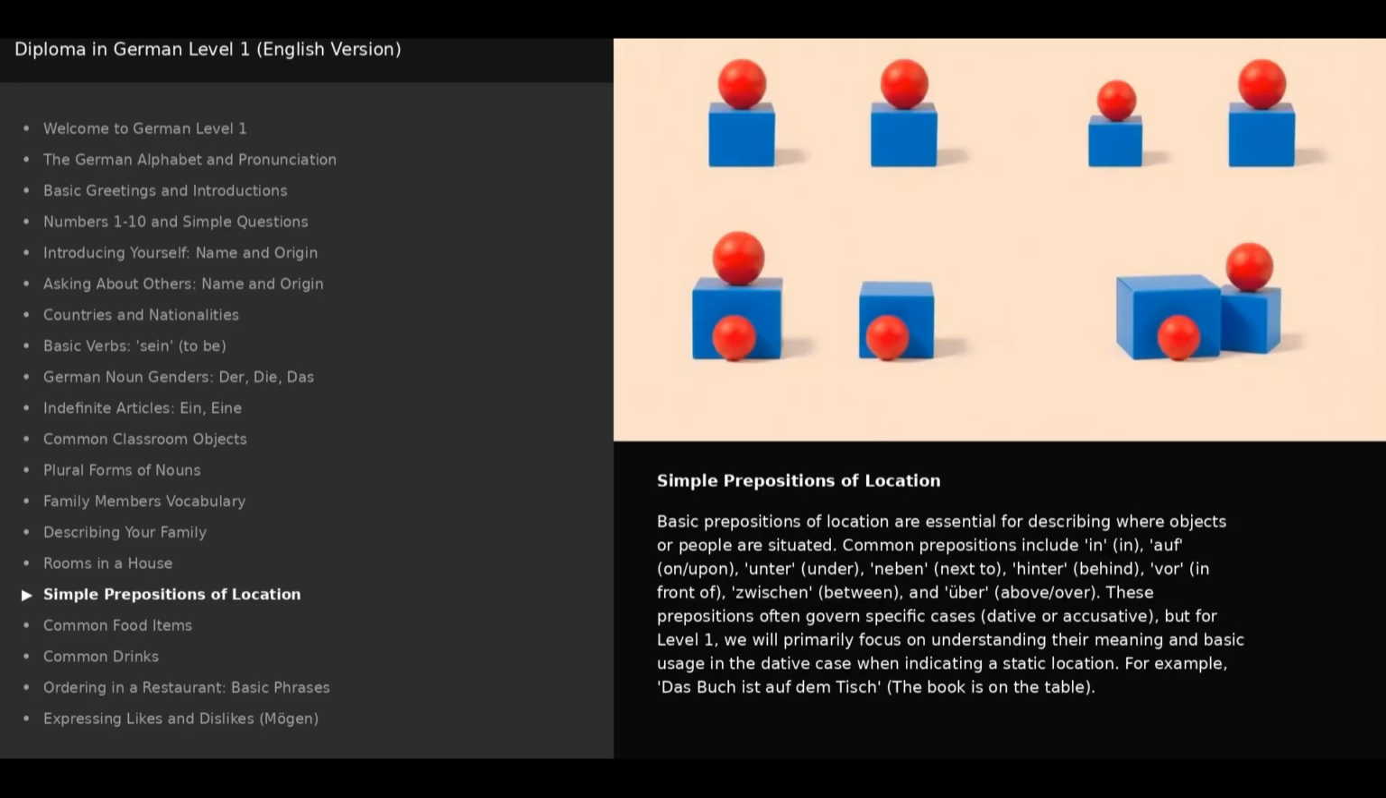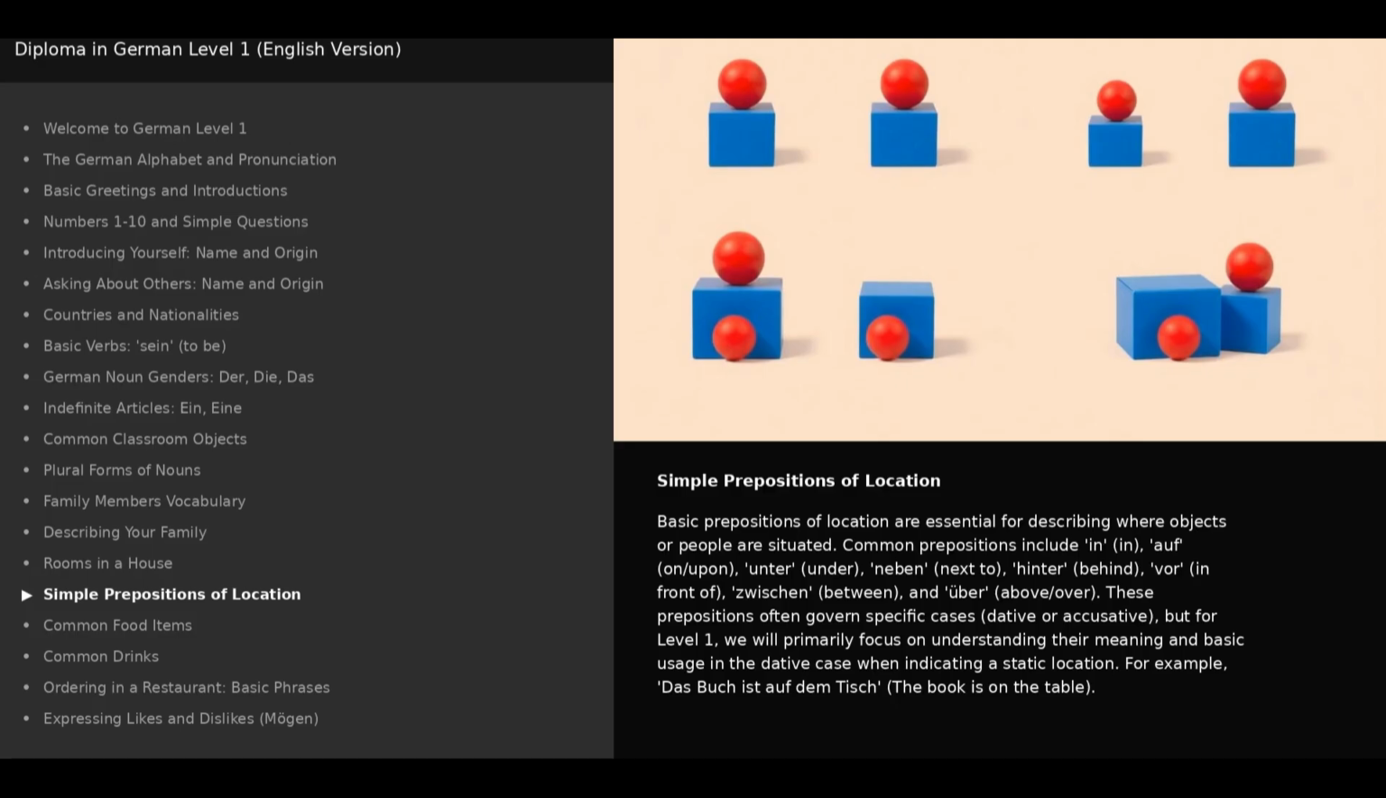Simple prepositions of location. Basic prepositions of location are essential for describing where objects or people are situated. Common prepositions include in, auf, on, upon, unter, under, neben, next to, hinter, behind, vor, in front of, zwischen, between, and über, above. These prepositions often govern specific cases, dative or accusative, but for level 1, we will primarily focus on understanding their meaning and basic usage in the dative case, when indicating a static location.